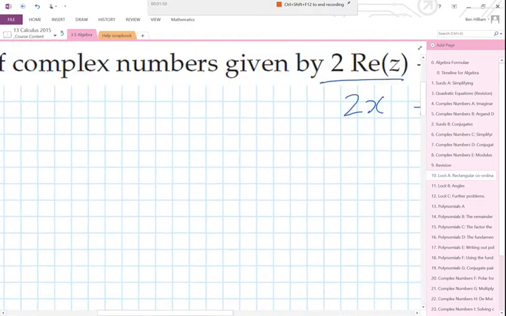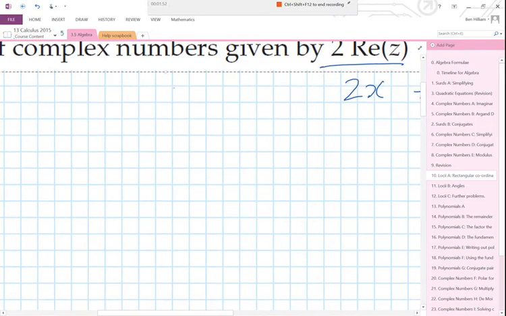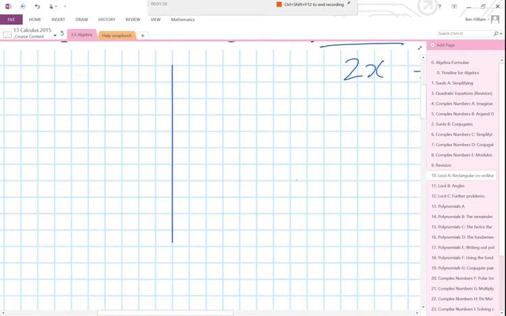So I'll draw up a set of axes using my trusty ruler. So there's our y-axis, x-axis, so x and y. Although in this case we're really talking about real and imaginary, so I'll do a capital R there, real and imaginary. And we've got 1, 2, 3, 4, 5, 6, negative 1, 2, negative 3, 1, 2, 3, 4, 5, 6, and negative 1, 2, 3, 4, 5, 6.